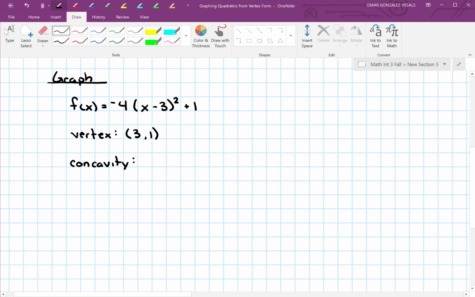Let's look at concavity. What's going to determine concavity? The a. And what is a? a is -4. So that means this is concave down. Okay. Axis of symmetry.